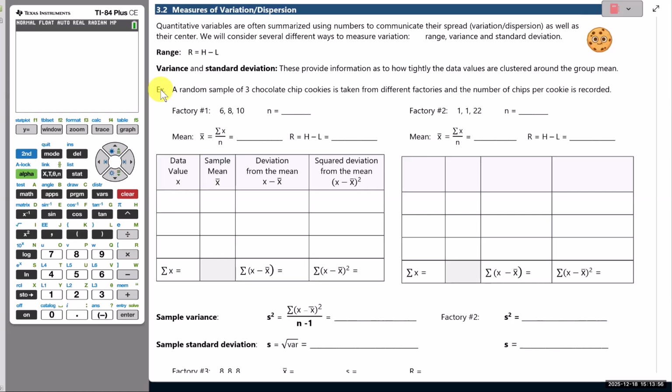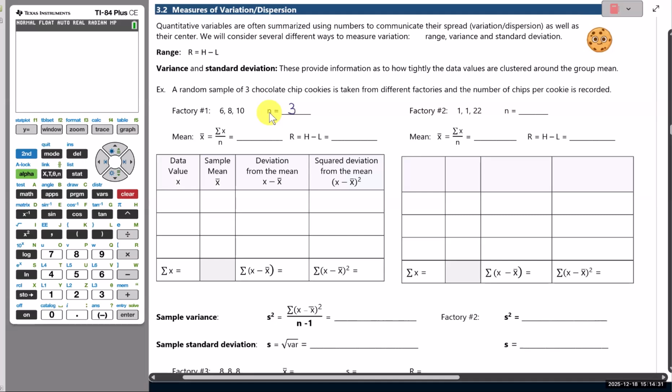So we have a random sample of 3 chocolate chip cookies that's taken from different factories, and the number of chips per cookie is recorded. So we are going to stick with very small sample sizes here just to illustrate the concept of variance and standard deviation. So here's my first factory. So we take a random sample of cookies. The first cookie had 6 chocolate chips, the next one had 8 chocolate chips, and the next one had 10 chocolate chips.